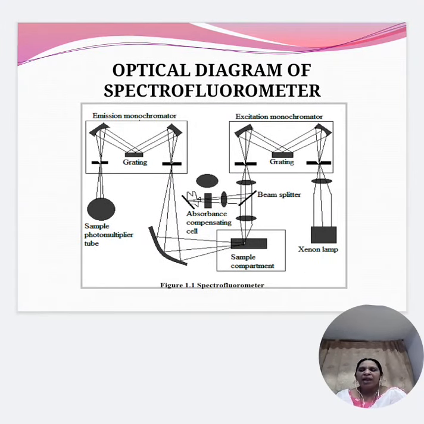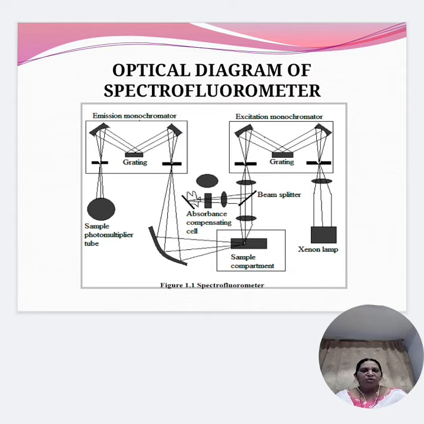This is the optical diagram of a spectrofluorometer. When we observe this diagram, you can understand you have a light source. Generally, any spectrophotometer or spectrometer consists of a chemical information source. Here you are using a xenon lamp.